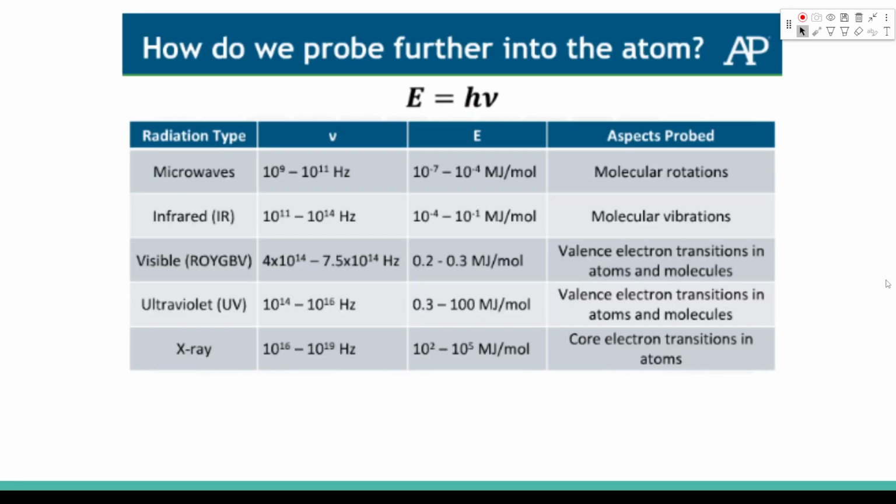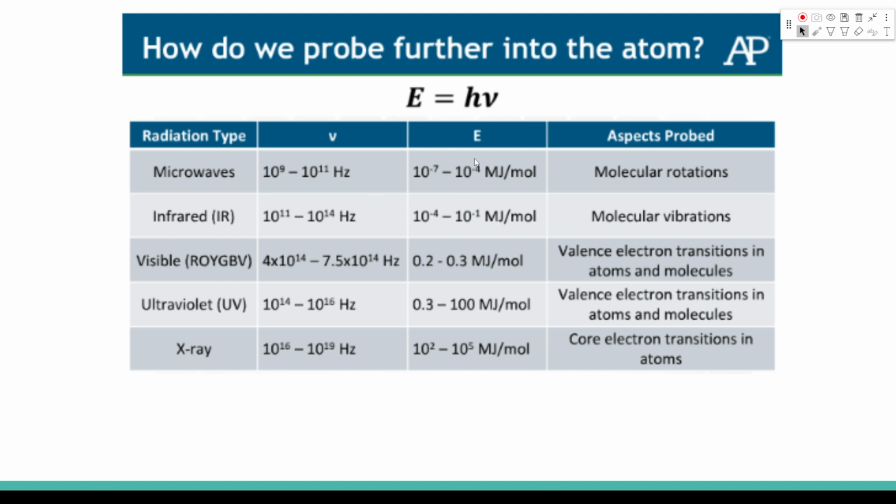So you need to know the radiation types. So here are the different types. I mentioned a couple of these earlier, and then you need to know how they relate, what probe they are. So microwaves are molecular rotation, IR is molecular vibration. I've definitely seen some MCQs related to this. So again, just radiation type to aspect probed, pretty much know that chart.